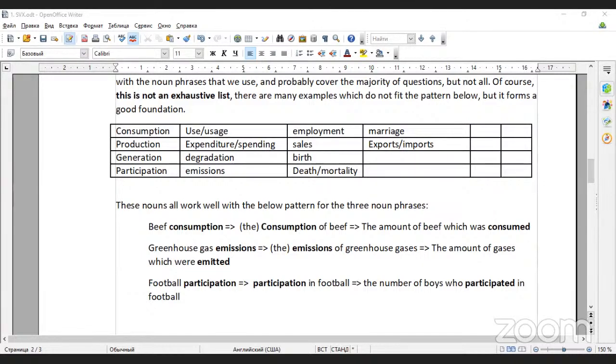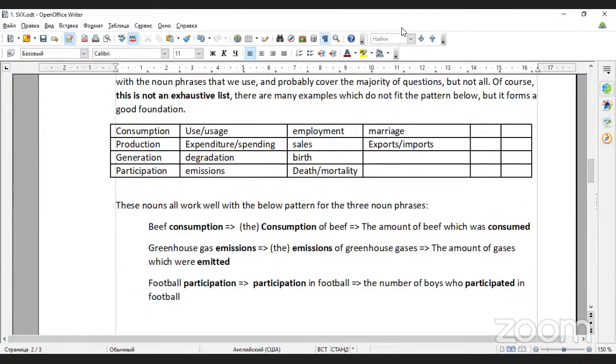Or greenhouse gas emissions, the emissions of greenhouse gases, the amount of gases which were emitted. Or football participation, participation in football, the number of boys who participated in football. Well, it depends on the task. Sometimes there are synonyms. For example, during our last live stream, we wrote about water consumption, and then here you can say water use, water usage, then the amount of water which was consumed, the amount of water which was used. So the consumption of water, the usage of water, and so on.